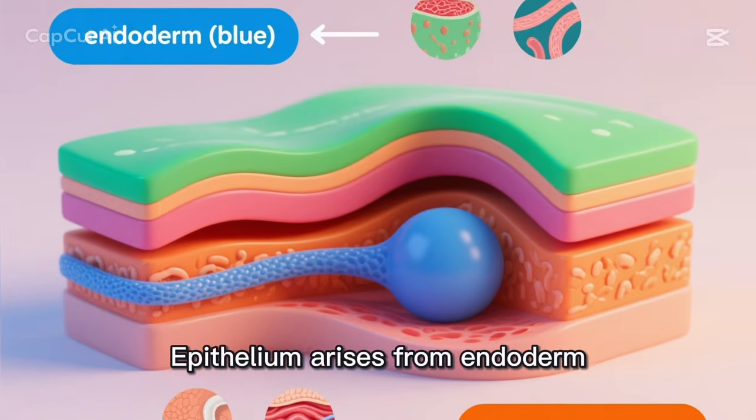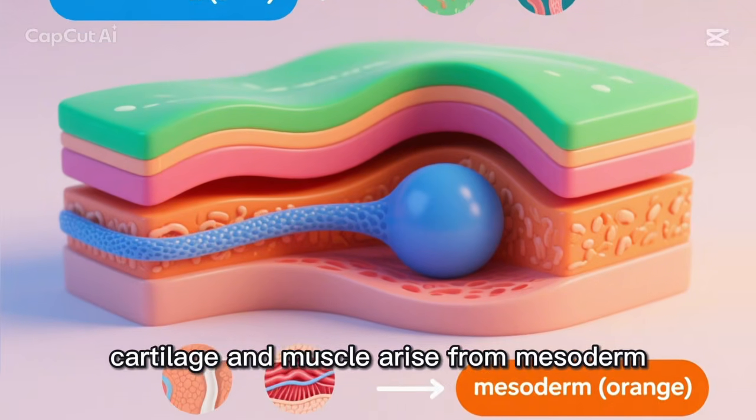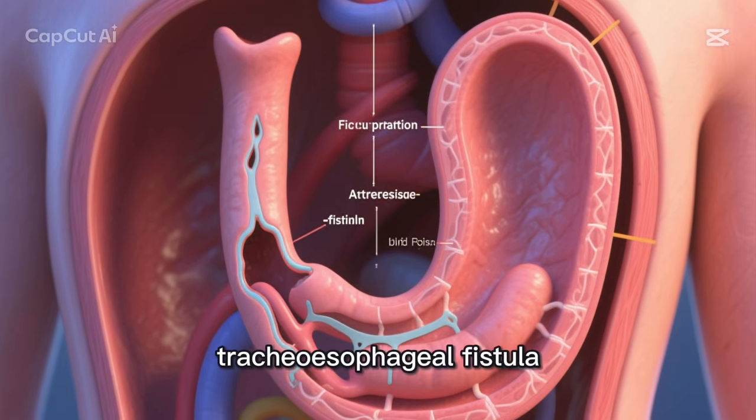Epithelium arises from endoderm, while connective tissue, cartilage, and muscle arise from mesoderm. Faulty partitioning leads to esophageal atresia and tracheoesophageal fistula.